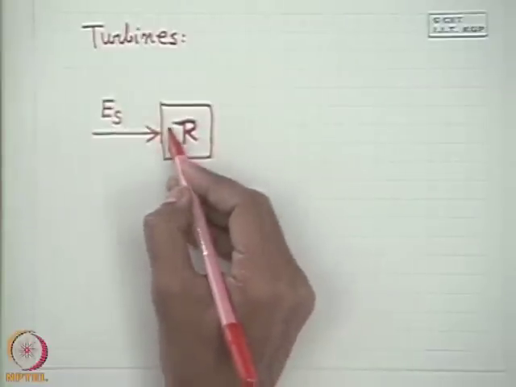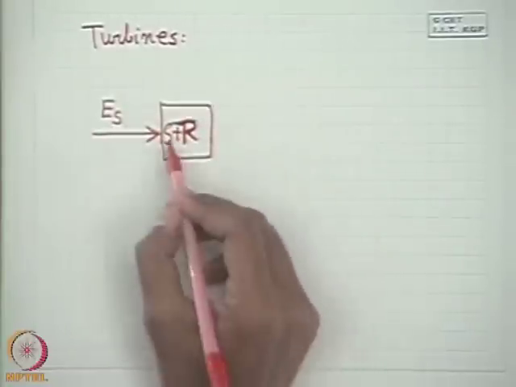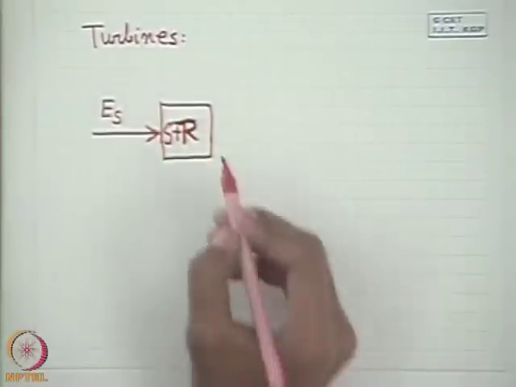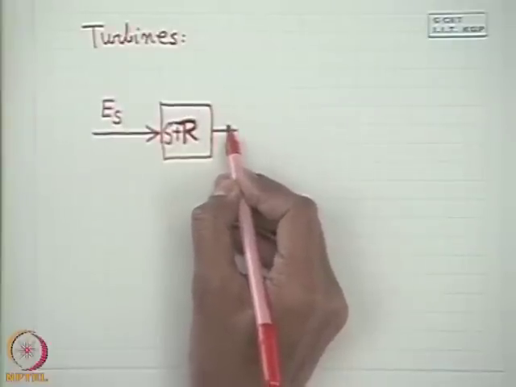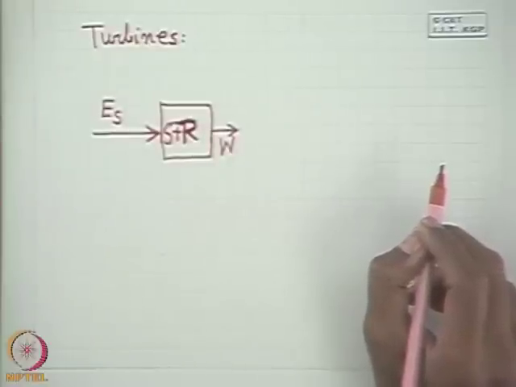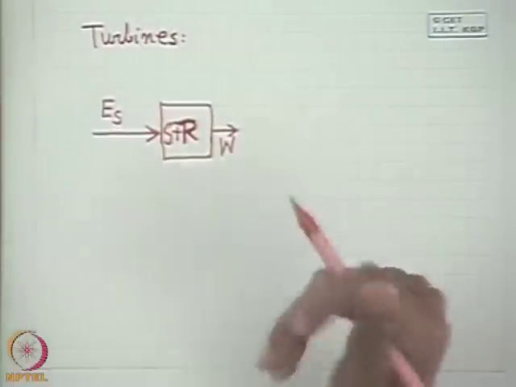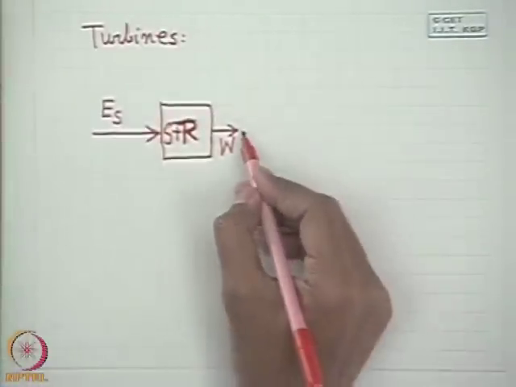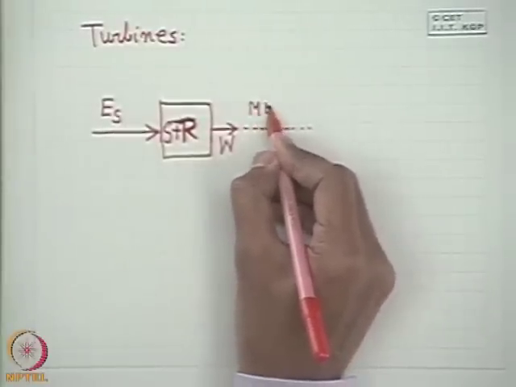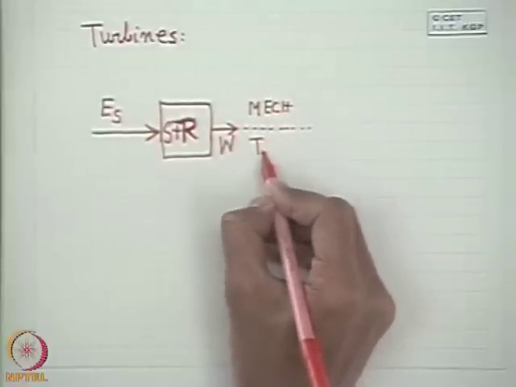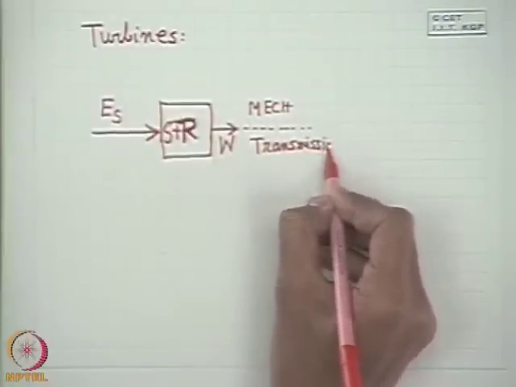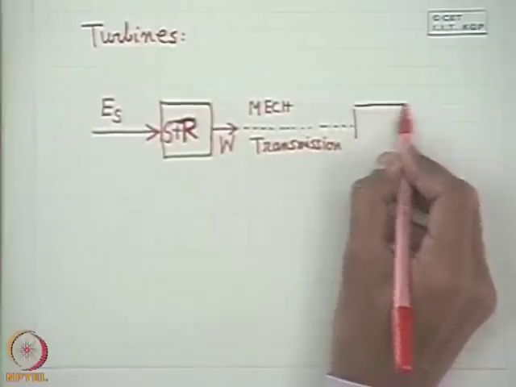Rotor of the turbine, stator plus rotor, you can write S plus R, that means stator plus rotor, the total machine. So it comes to the stator and rotor, then what happens, just from the rotor, we get useful or we get the mechanical energy out. That means the rotor delivers the mechanical energy. To whom? It is delivered to a mechanical transmission system. Yes, that includes everything. Mechanical transmission, it goes to the shaft.